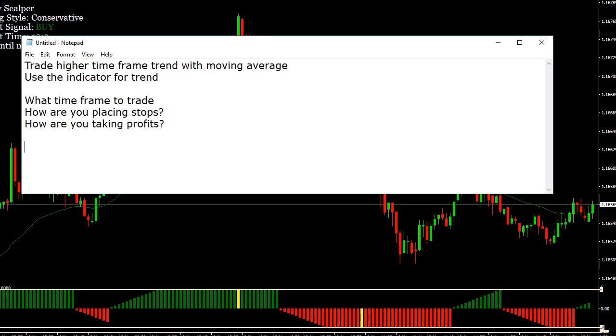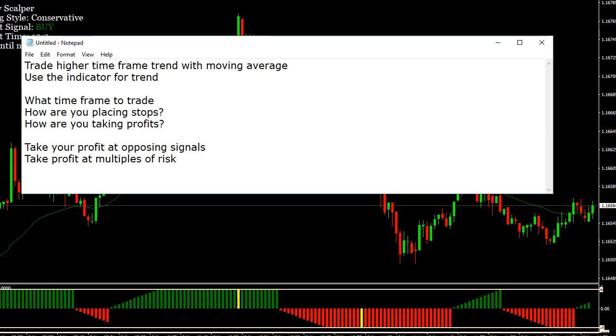And there are different ways you can do that. You can take your profit at opposing signals. You can certainly do that. You can take profit at multiples of risk. You can do that as well. There's different ways you can do that. So download Infinity Scalper. Just give it a go. Just try it out and see what suits you as a trader.